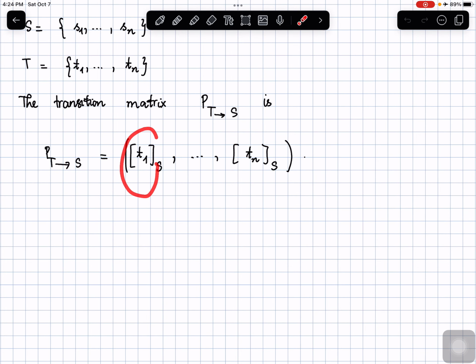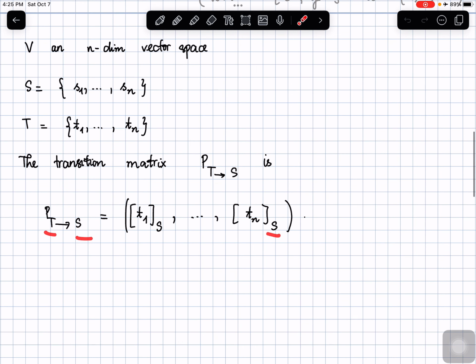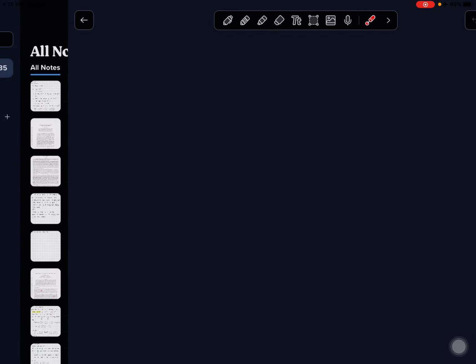The first column is the coordinate of vector T1 with respect to S. So this is the coordinate of T1 with respect to S. And the second column until the last column, the coordinate of the vector Tn with respect to the basis S. So we want to go from T to S. And what we do is we write the coordinate of T1 with respect to S, the coordinate of T2, up to the coordinate of Tn with respect to S. And here's one way I can think about it.